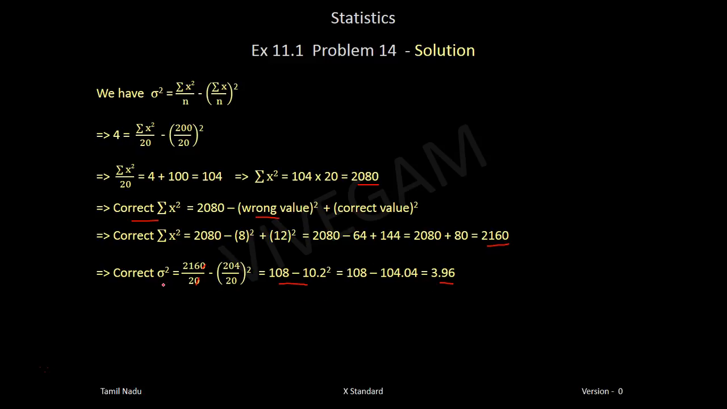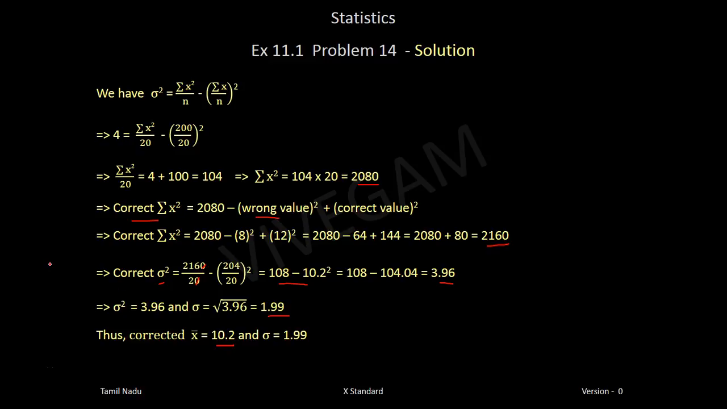That is sigma square. So what is the standard deviation? Standard deviation is the square root of 3.96. So that is 1.99. How will you do this? Take the log of 3.96, divide it by 2 and take the anti-log. You'll be able to get the value. Right? So the correct sigma is 1.99 and the correct mean is 10.2.